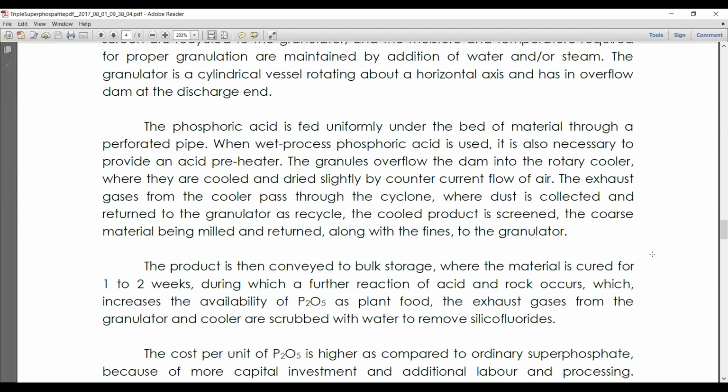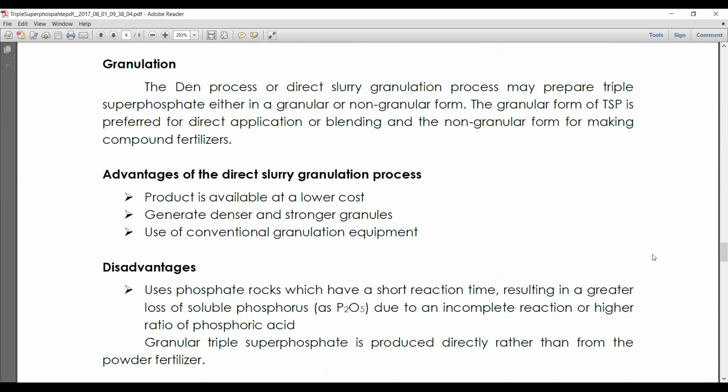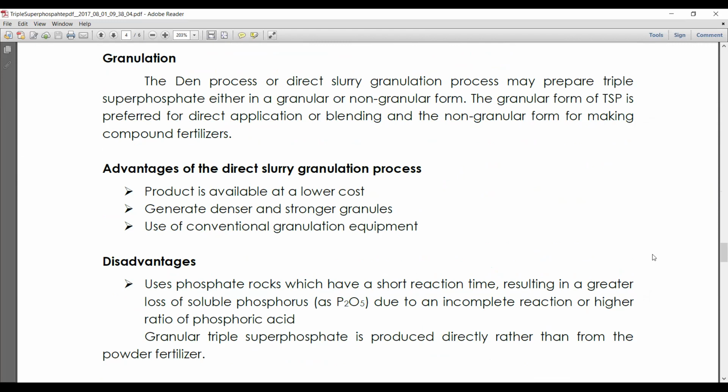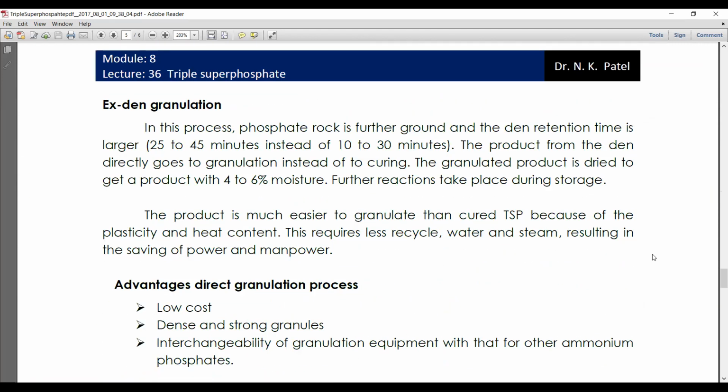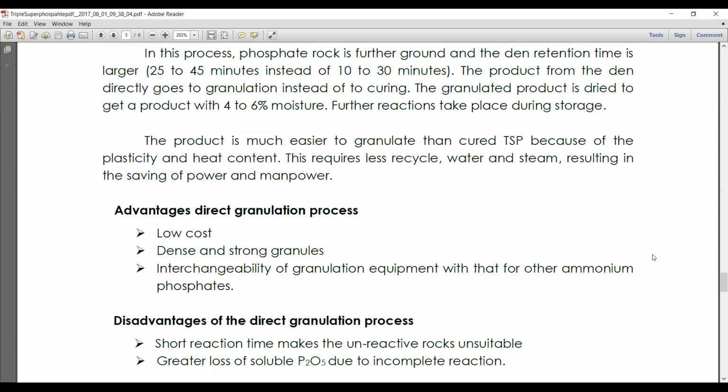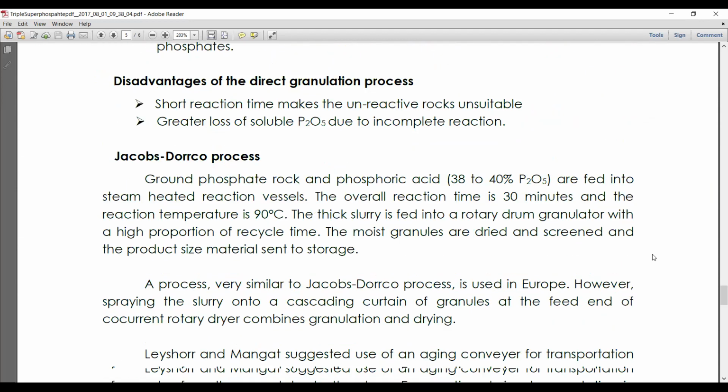the process description. So why do we need to do granulation? What is the advantage? So you get the product at lower cost, and generally it generates denser and stronger granules. So this is the reason why we go for granulation. And then what is X-done granulation? What are the advantages of this?